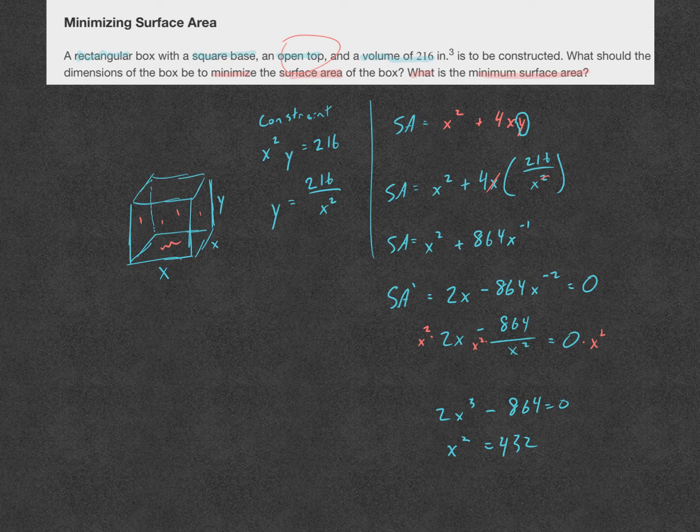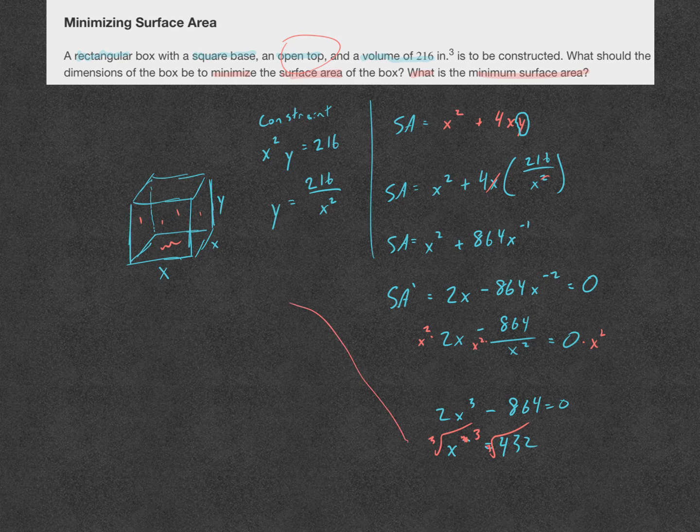Excuse me, that should be an x cubed. So let me fix that. I'm going to scribble it out so you can see my mistake. X cubed is equal to 432. So to solve this, we're going to take the cube root of both sides, or in your calculator, it's a little bit easier to write it as 432 in parentheses to the 1/3 power.